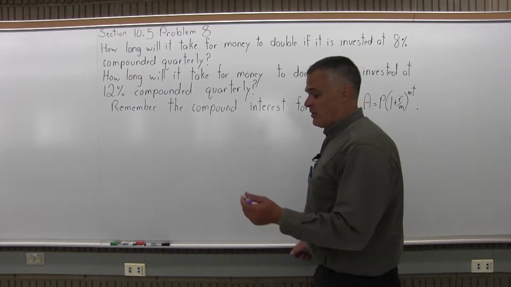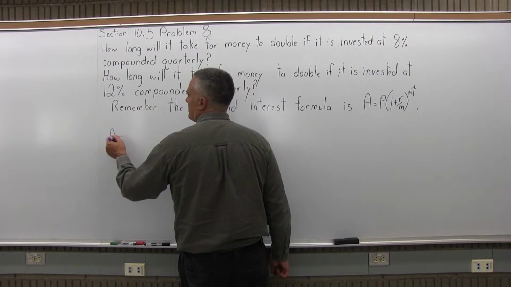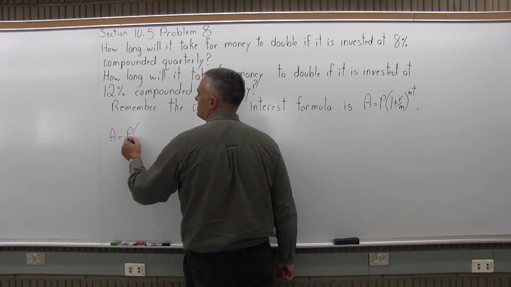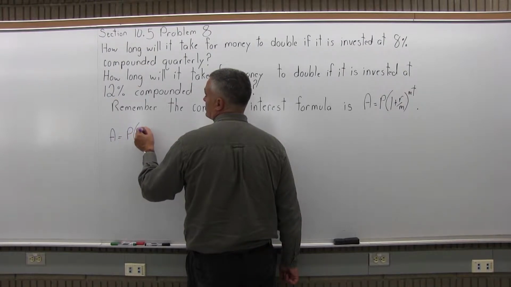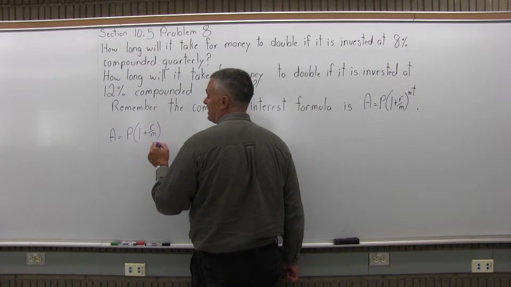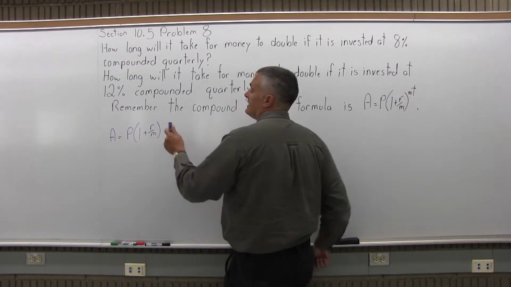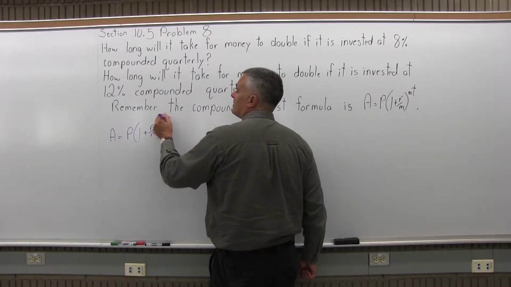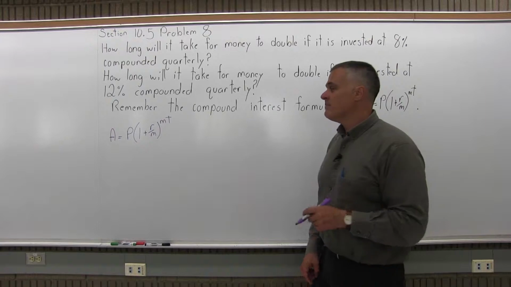So, what we're going to do is take that compound interest formula, A, the final amount, equals P, the initial investment, or really P for principal, times 1 plus R over M, in parentheses. R is the rate as a decimal. M is the number of times compounded per year, to the M times T power. So for 8% compounded quarterly, we want to double our money.